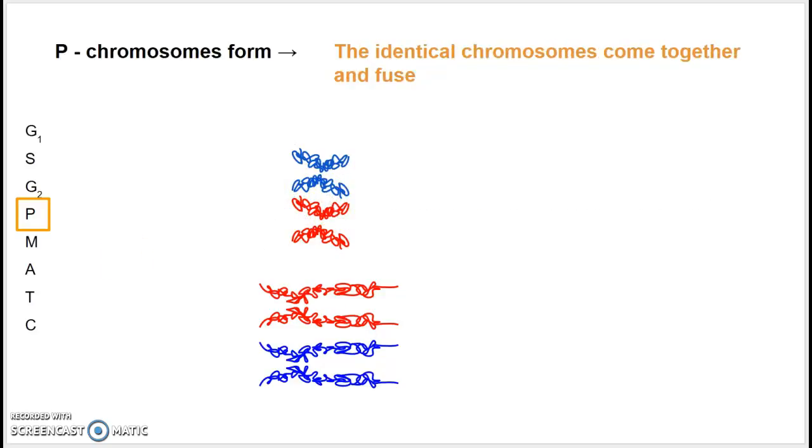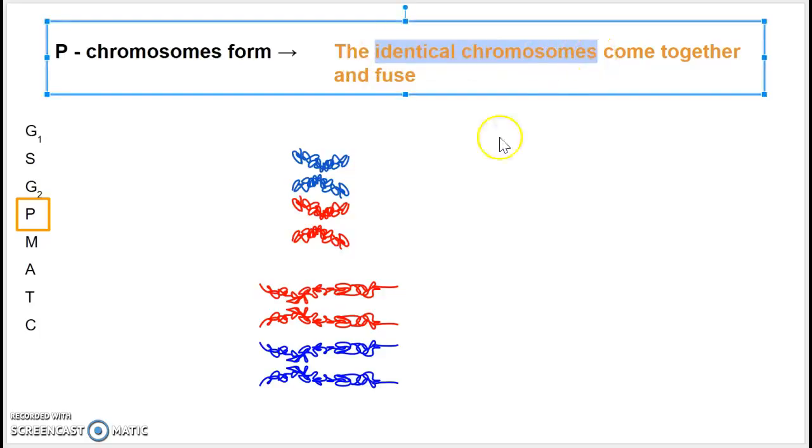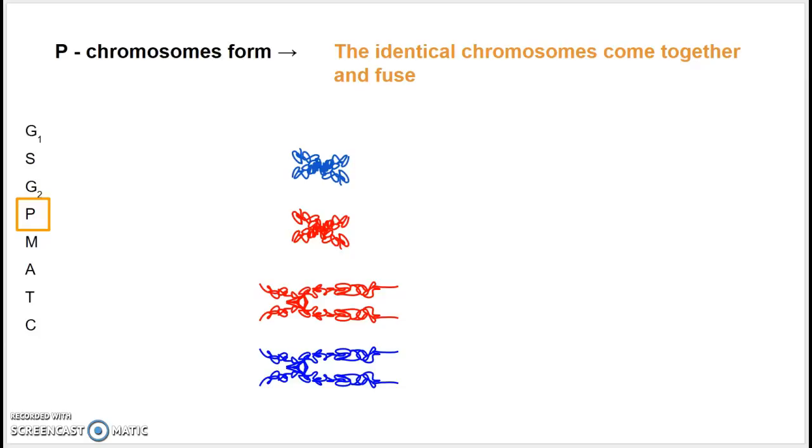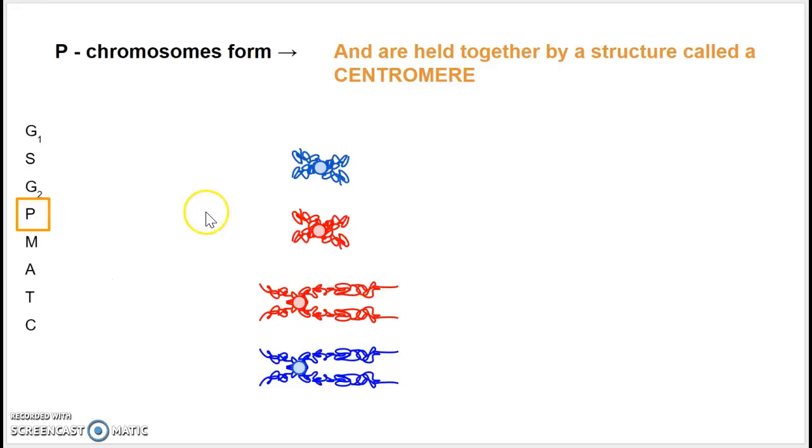Okay. Now, I mentioned that because what happens next in prophase is the identical chromosomes come together, right? So what would that look like? It looks like this. And once those identical chromosomes come together, there's a special structure called a centromere that attaches to them and holds them together. We kind of think of the centromere as like a paper clip. All right, so it's going to keep these pairs of chromosomes together.